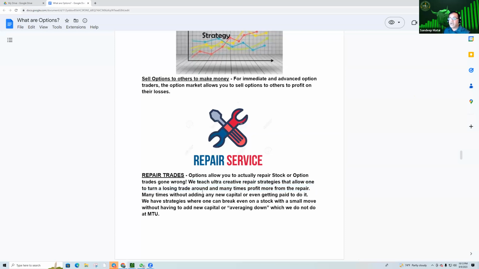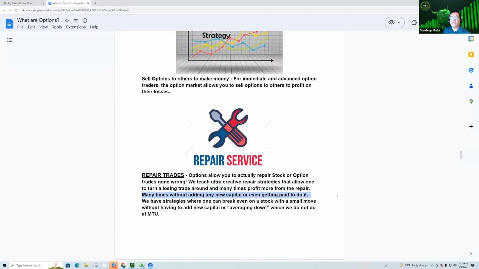So we teach how to turn a trade around and actually maybe make more money on the repair. I had to do that today in NVIDIA. It was falling apart. I flipped and added more short trades and made up for that. So many times, the other good thing very unique about MTU, we don't average down. We don't encourage averaging down. We don't encourage averaging into losers. We don't do that. I don't do that personally. We don't like to add new capital.